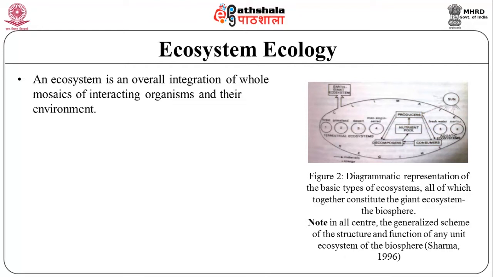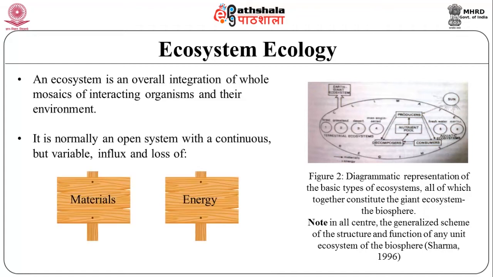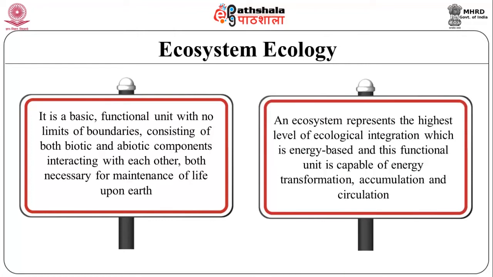Note, in the center, the generalized scheme of the structure and function of any unit ecosystem of the biosphere is given. An ecosystem is an overall integration of a whole mosaic of interacting organisms and their environment. It is normally an open system with a continuous but variable influx and loss of material and energy. It is a basic functional unit with no limits or boundaries, consisting of both biotic and abiotic components interacting with each other, both necessary for the maintenance of life upon Earth. Thus, an ecosystem represents the highest level of ecological integration, which is energy based, and this functional unit is capable of energy transformation, accumulation, and then circulation.